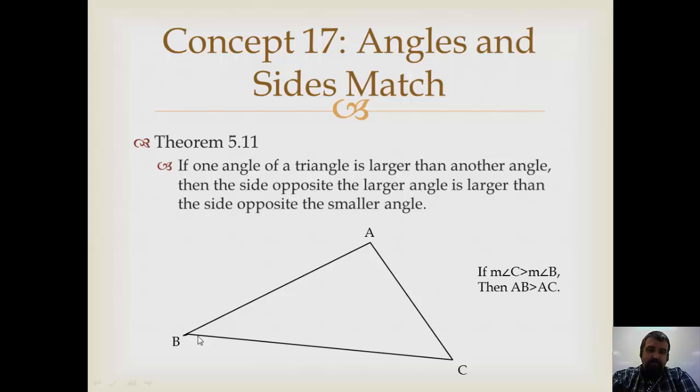So, if AB here is the longest side, angle C has to be the largest angle, period. If angle B is the smallest angle, segment AC has to be the shortest side. It matches up. That's what I mean by angles and sides match. Short goes to smallest. Longest goes to largest.